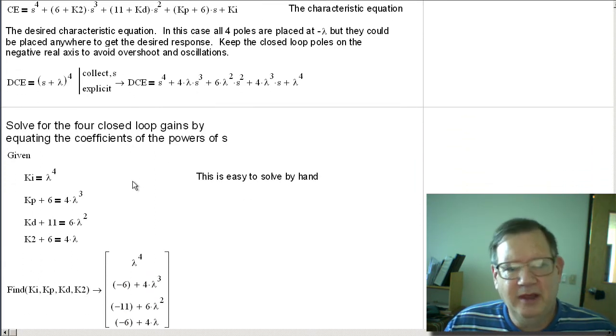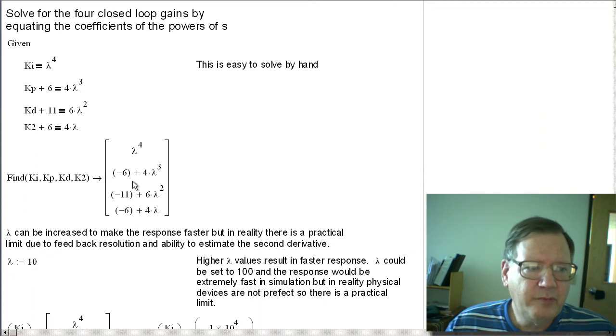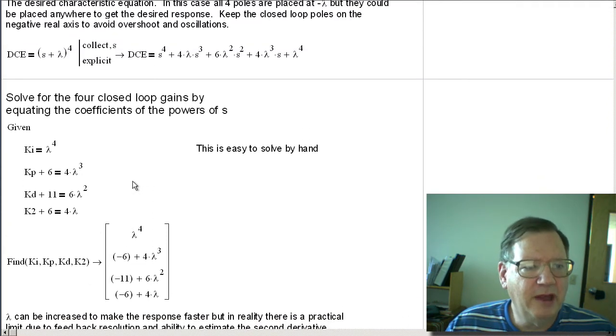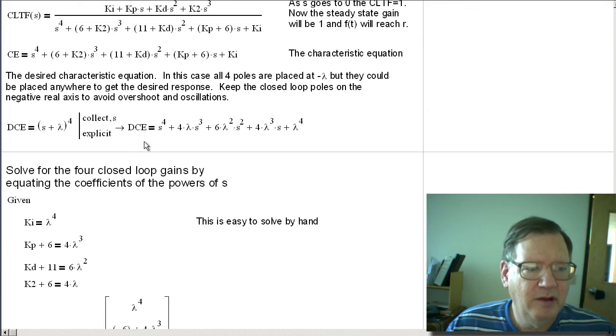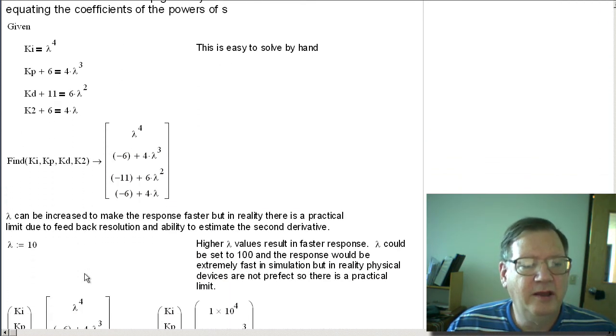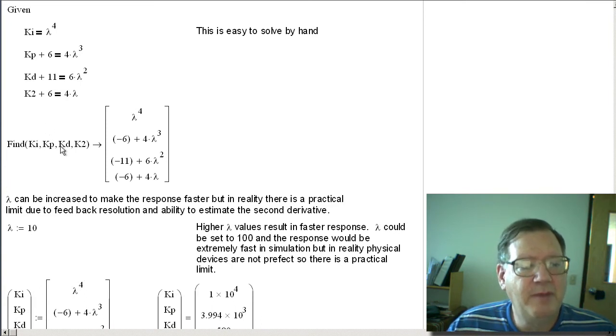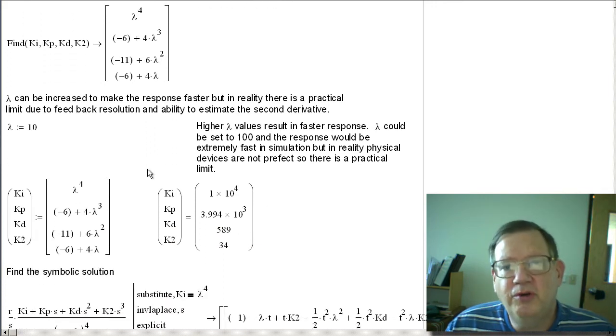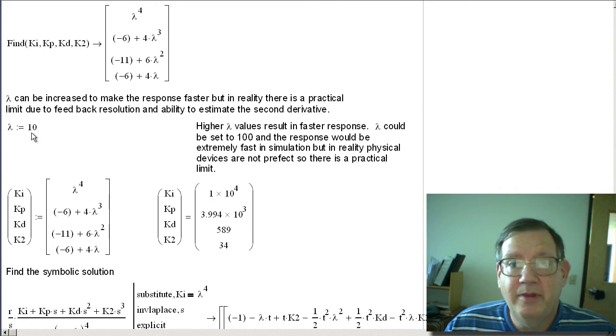We also find out that the calculations are very simple. So equating the four poles again, let's just go up here. You can see that I got Ki is equal to lambda to the fourth power, and Kp plus 6 is equal to 4 times lambda to the third power, and so on. Do the calculations, and we have now Ki, Kp, Kd, and K2 calculated out symbolically. And I'm just going to assign lambda to 10. So now we have four poles at minus 10.